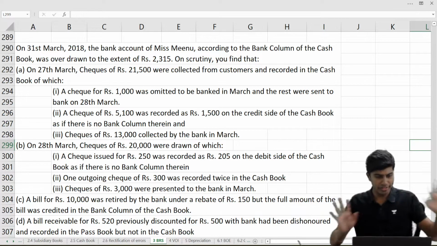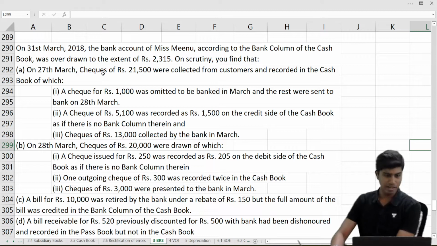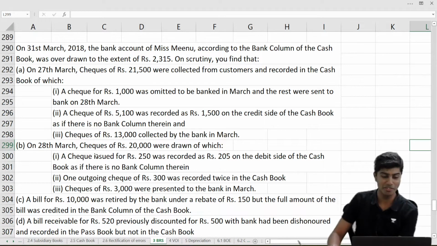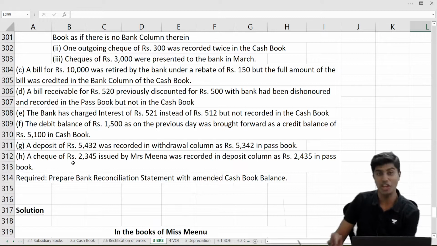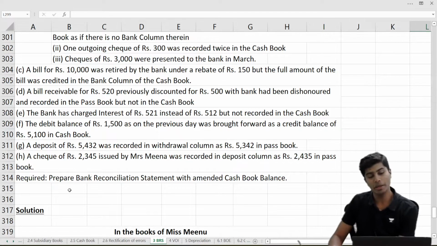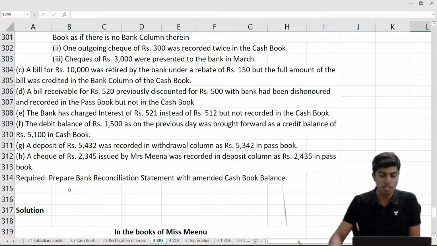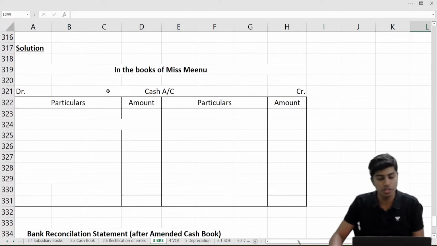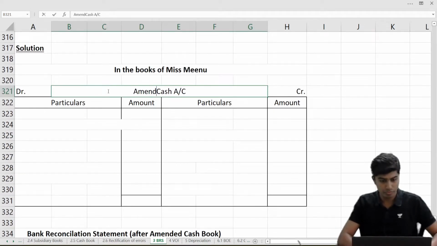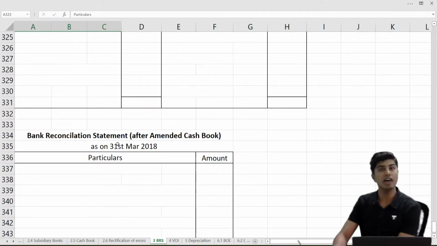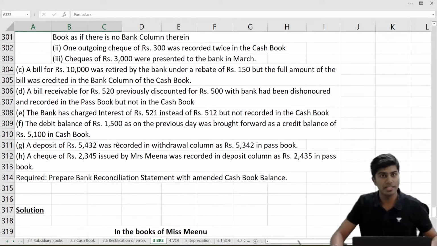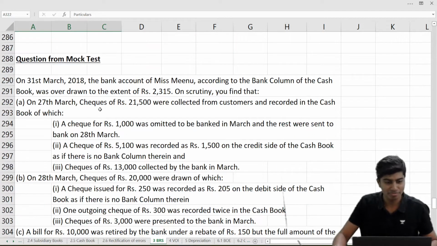On scrutiny, you find that they've given plenty of adjustments. Adjustment A with three sub-adjustments, adjustment B with three sub-adjustments, and we have C, D, E, F, G, H. Great. Required: prepare bank reconciliation statement with amended cash book. So in this question they want us to prepare an amended cash book, and we are also required to prepare a bank reconciliation statement after the amended cash book as on 31st of March 2018. So why waste time? Let's get started. Shall we?